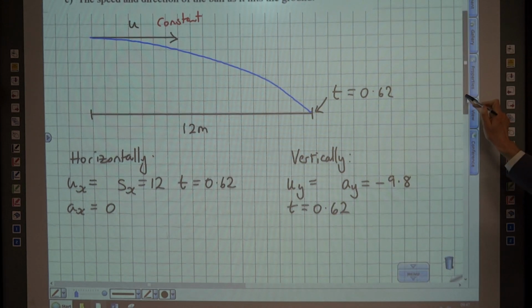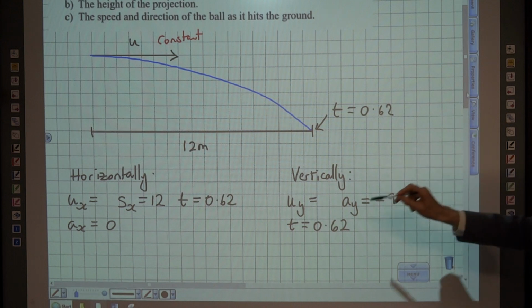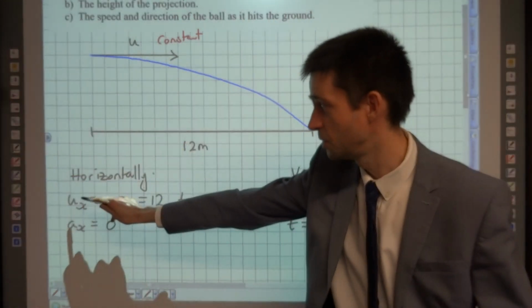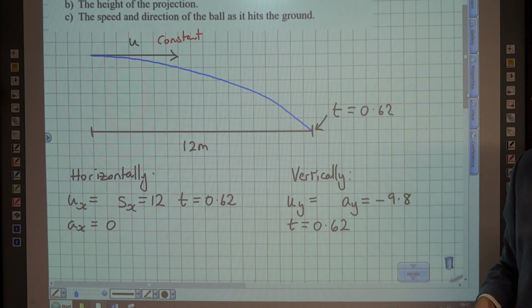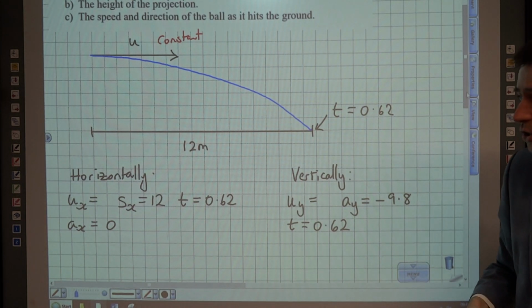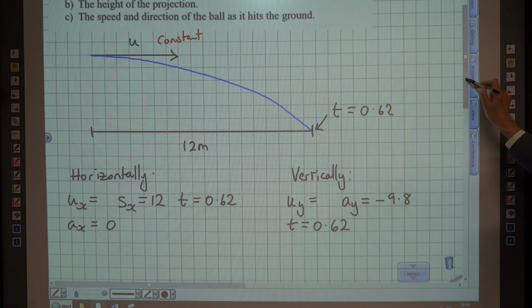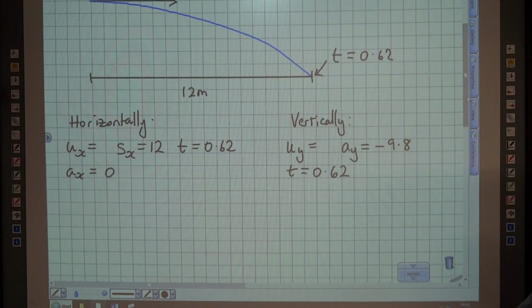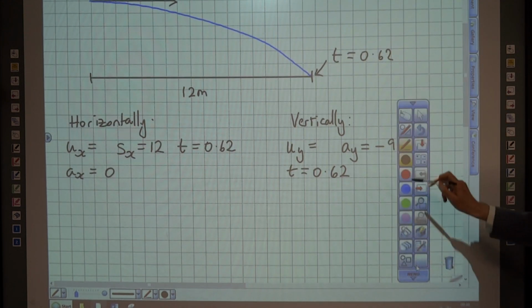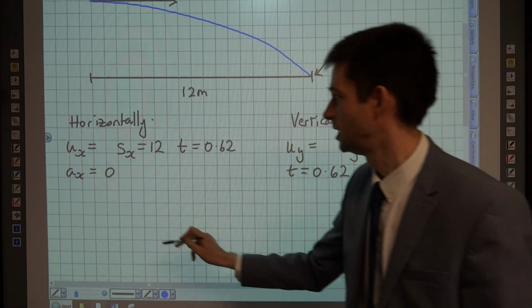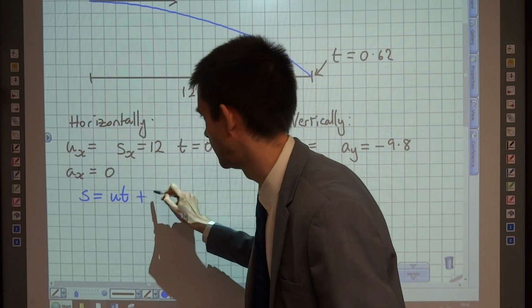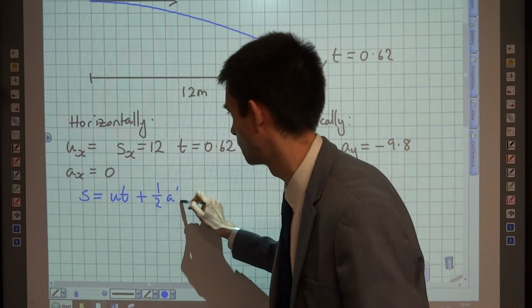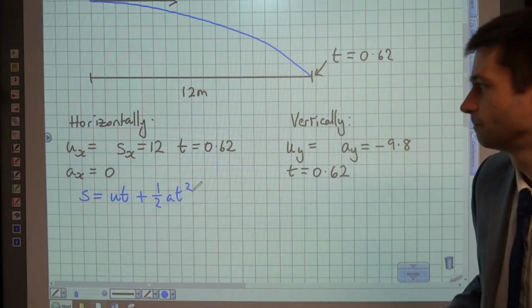Right. So look at what we've been asked to find. We've been asked to find the speed of projection, which is this value U, which is just the same as Ux, the height of projection, and then the speed and direction of the ball as it hits the ground. So the first thing I'm going to do is work horizontally, and I'm going to use the equation of motion, s equals ut plus a half at squared. I'm going to do that horizontally.